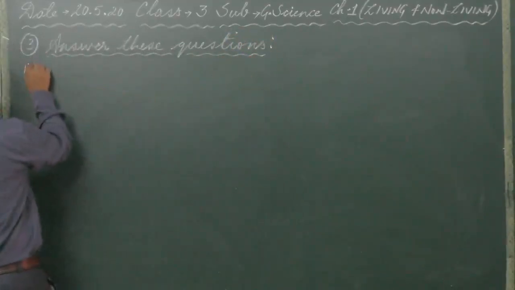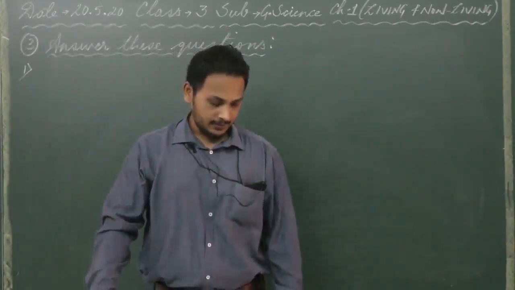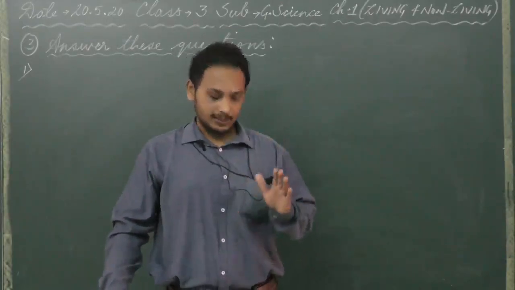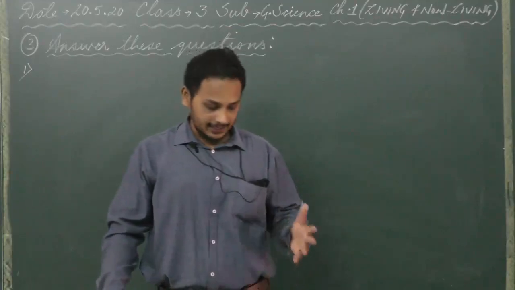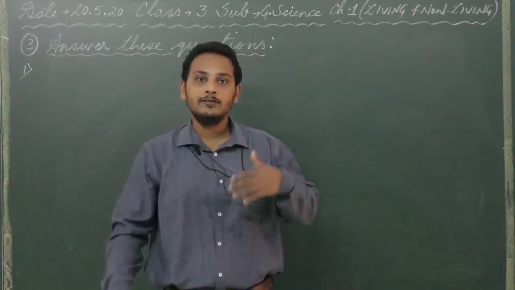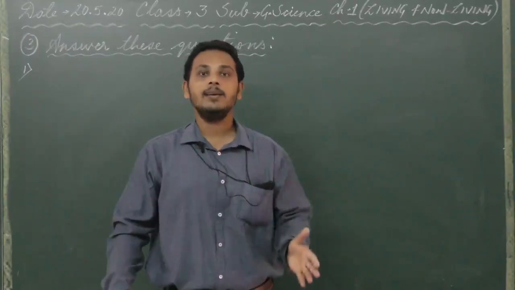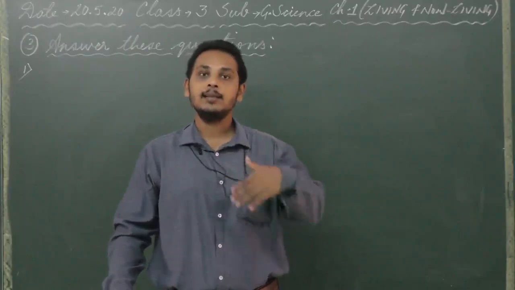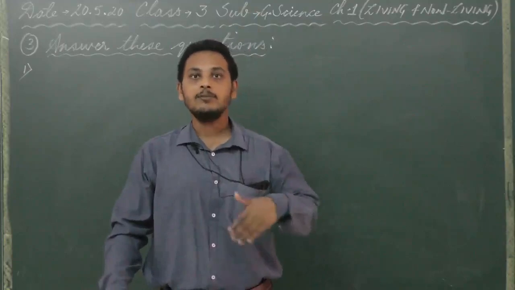The questions are given in your book. There are total 6 questions there, but we will do only 5. Number 6 we are not going to do, because number 6 question says compare a living thing with a non-living thing. That means you have to write the difference between a living and a non-living thing, which I have already told you to do yesterday in the last class. So we will be doing the first 5 questions.